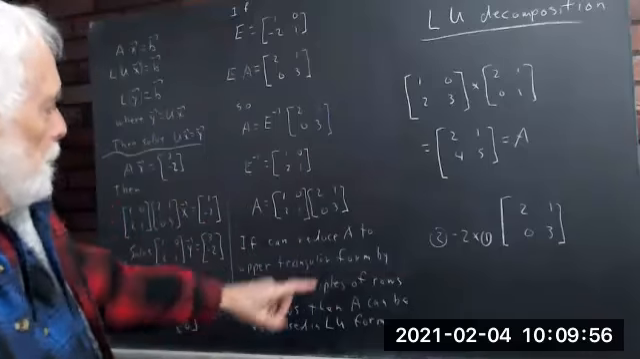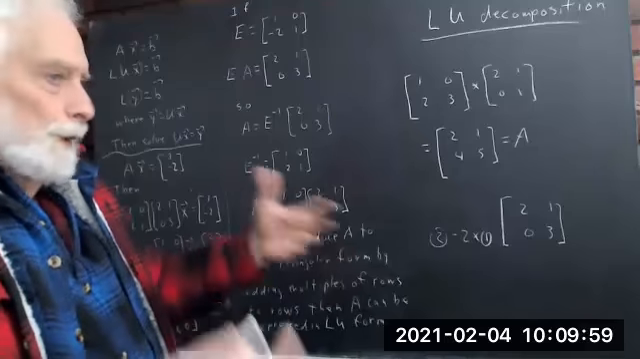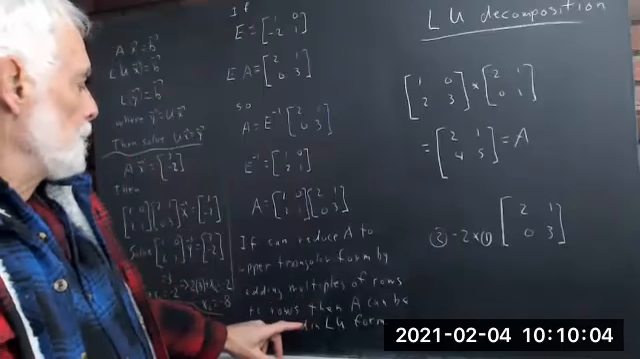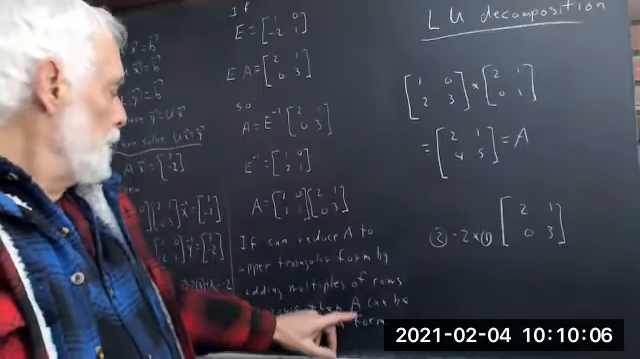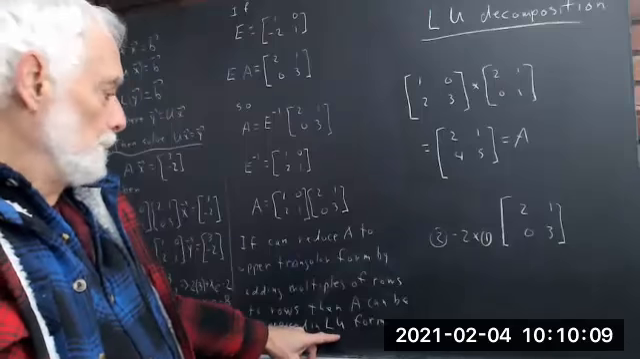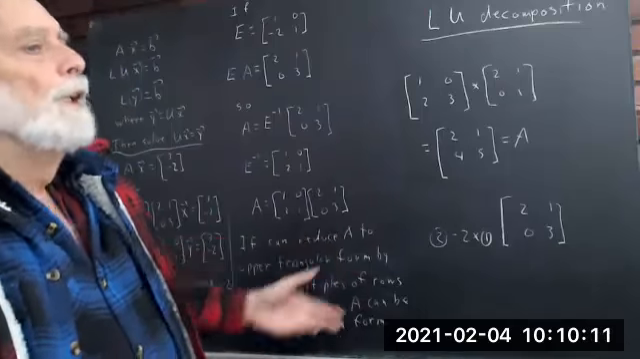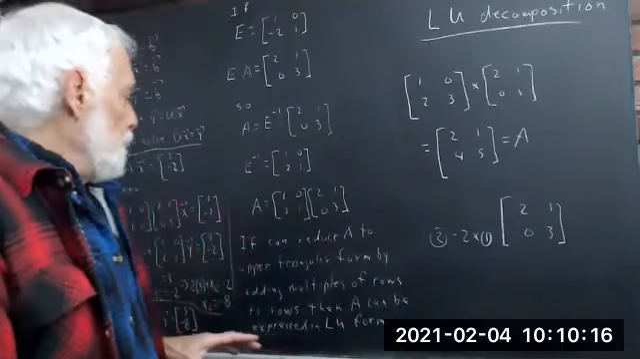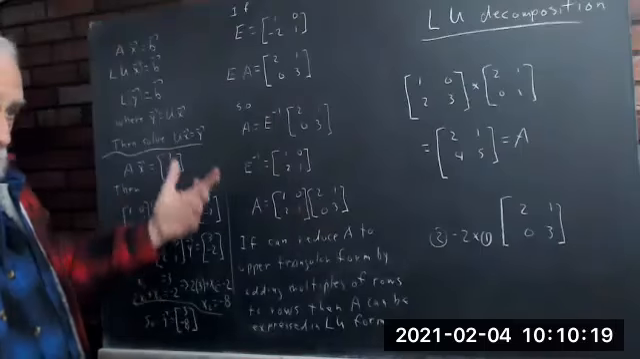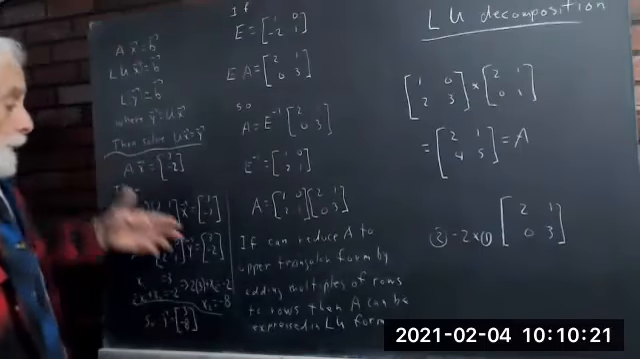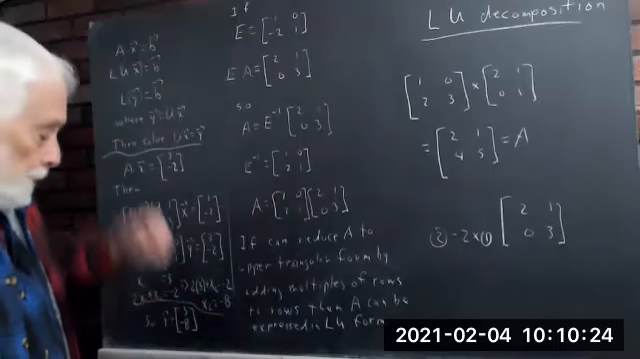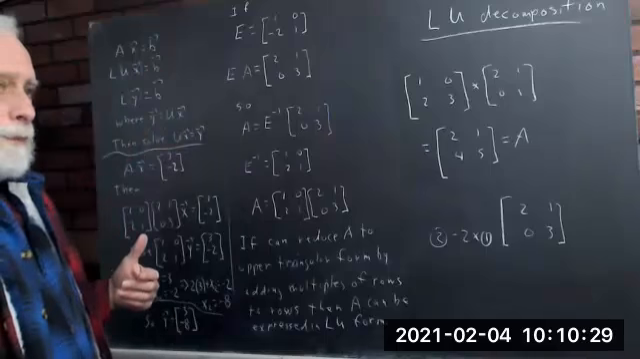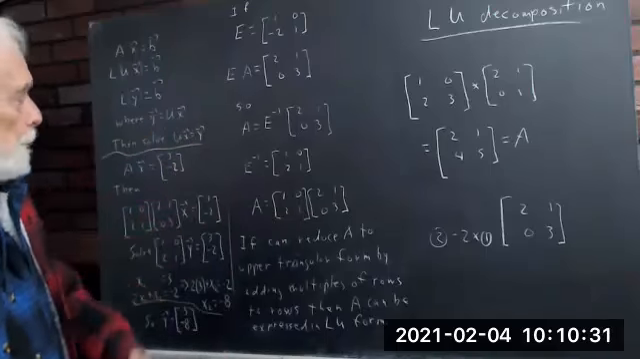In general, if you can reduce any matrix A, and you can do a large matrix, to upper triangular form by adding multiples of rows to rows, then A can be expressed in LU form. If you can't do the reduction without switching 2 rows, then all bets are off. It's probably not going to work. I think it's certainly not going to work. We can prove that, but we're not going to bother. Okay, this is the condition. You've got to be able to reduce A to upper triangular form just by adding multiples of rows to rows.